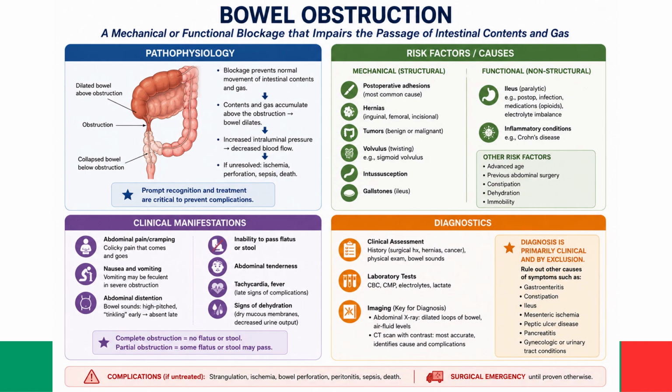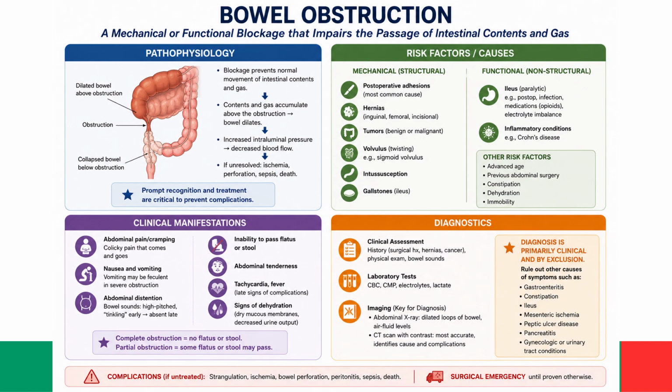So what happens above the obstruction? So this is the part I really want you to visualize. Imagine that we have a blockage right here in the intestine. Food, fluid, digestive secretions, and gas continue entering the GI tract, but they can't move past that point. So everything begins accumulating proximal to the obstruction, and the bowel starts to distend.